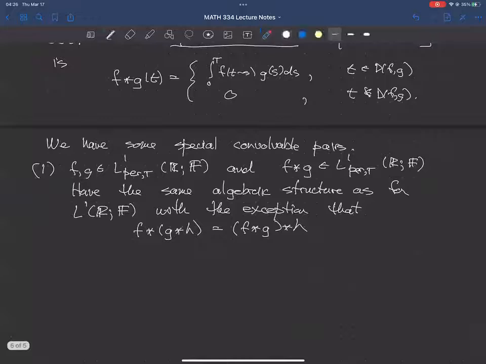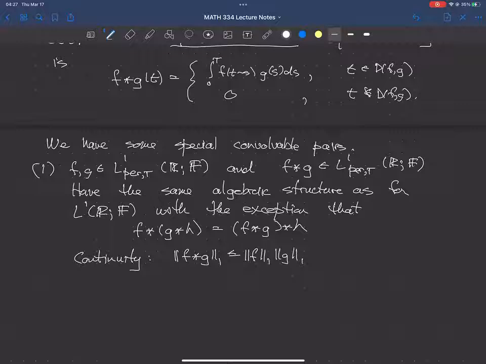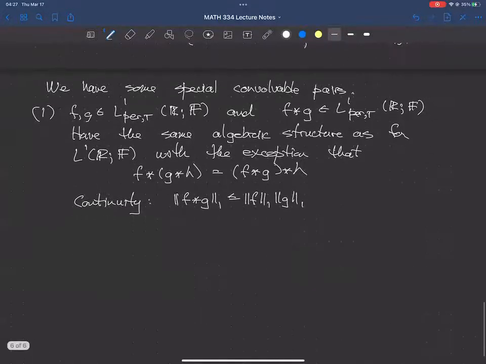It also has a continuity condition given by some norm bounds for the convolution, and they're very simple. Less than or equal to, like so. All right, so that's the L1 case.